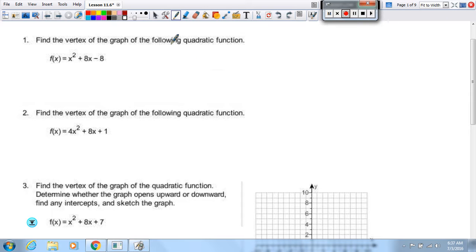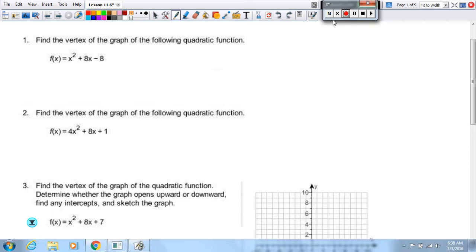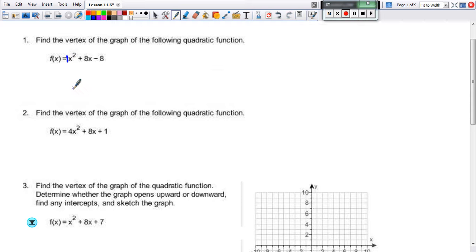Okay, in order to find the vertex of a quadratic function, if there's nothing in front of x squared, it's a 1. You have a in front of x squared, b in front of x, and c in front of negative 8. To find the vertex of a quadratic function, the first thing is to use the part of the quadratic formula that says negative b over 2a. So x equals negative b over 2a.